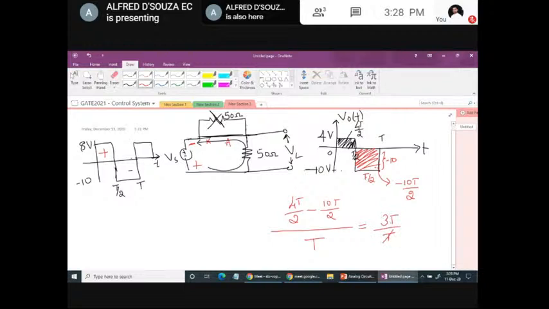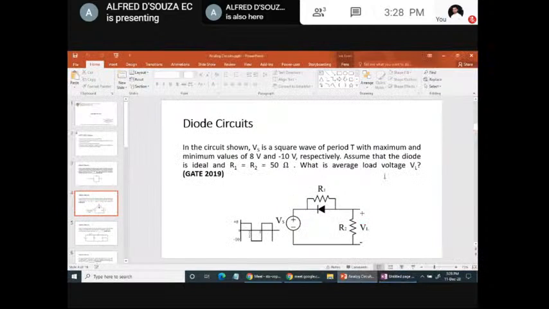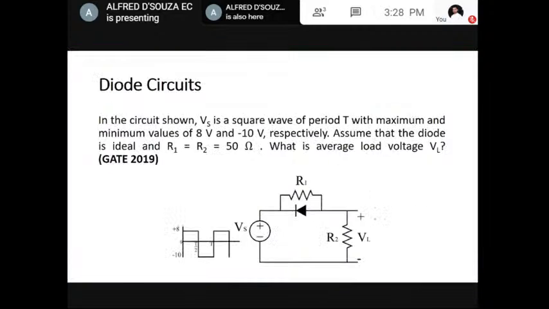Then divided by T, you get minus 3 volt. So the average voltage across the load is minus 3 volt. So the correct answer is minus 3 volt. This is a numerical answer type. And one question similar to this can be seen in almost all the GATE examination question papers.